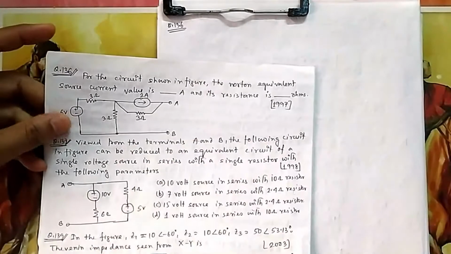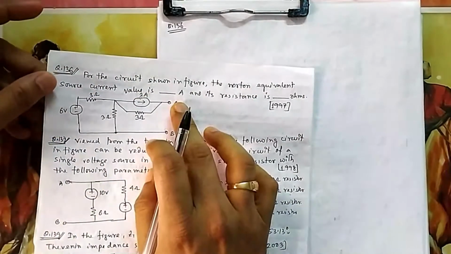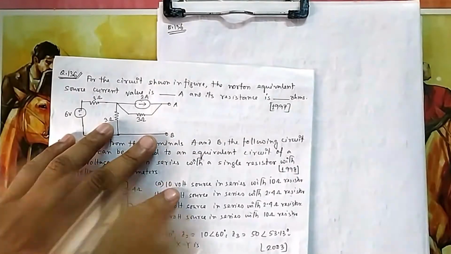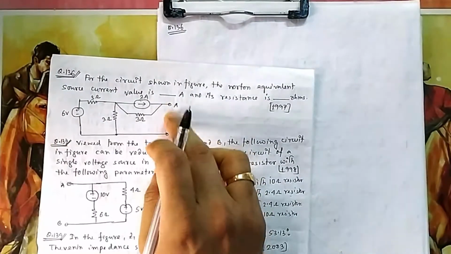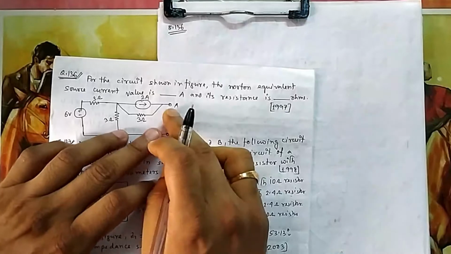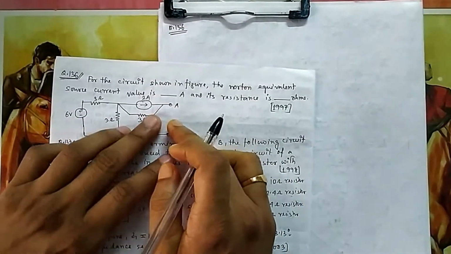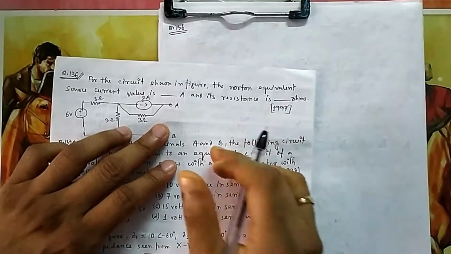They have asked for the Norton equivalent source current of the circuit shown in the figure. Now we are going into network theorems. So what is the Norton equivalent theorem? If you short it, what is the current? That short circuit current is known as the Norton equivalent current. And if you look from this side, what is the resistance? That is the Norton resistance or Thevenin's resistance.